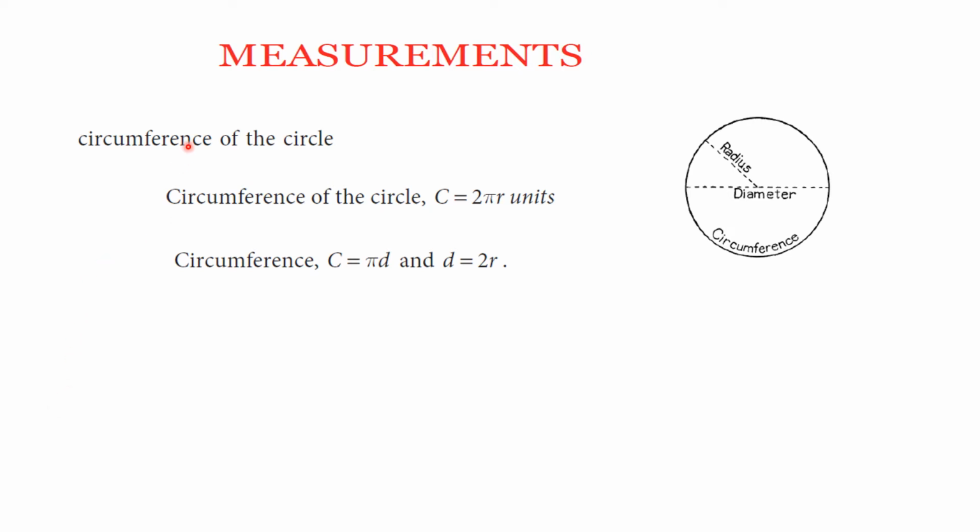Good morning students. Today our topic is measurement. First we are going to discuss the circumference of the circle. What is the formula? Circumference of the circle C equal to 2 pi r. R means radius. Here D means diameter. So circumference C equal to, we use this formula also, C equal to pi d, and d is equal to 2r, 2 radius.